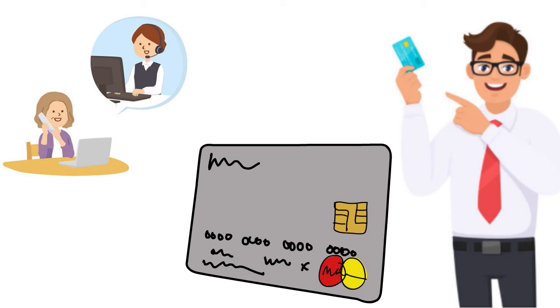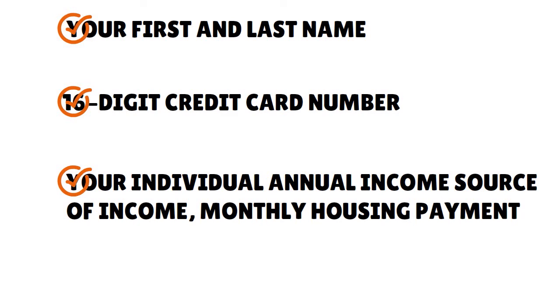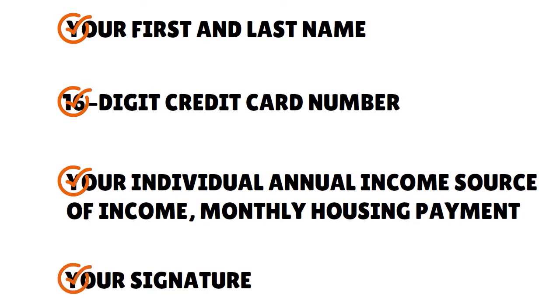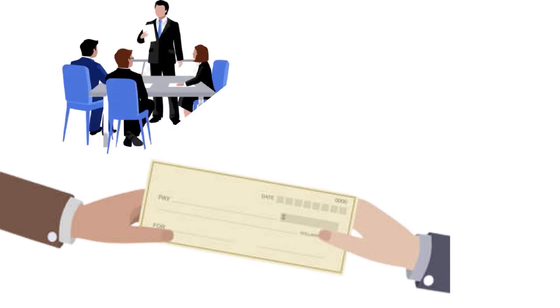So you want to prepare the request in writing and include the following information: your first and last name, your 16-digit credit card number, your individual annual income, source of income, monthly housing payment, and indicate whether you own or rent your home. And they want to see your signature, very important. And you want to obtain a cashier's check or money order for the amount you'd like to increase, okay? Please make it out to US Bank National Association. For example, if you have a 300 credit limit and you'd like a 500 credit limit, the check or money order amount needs to be $200.